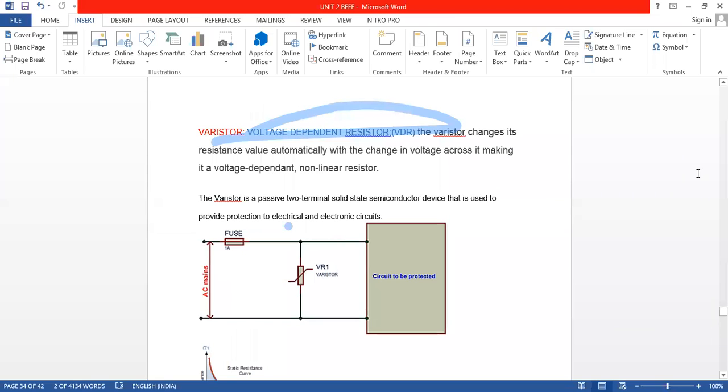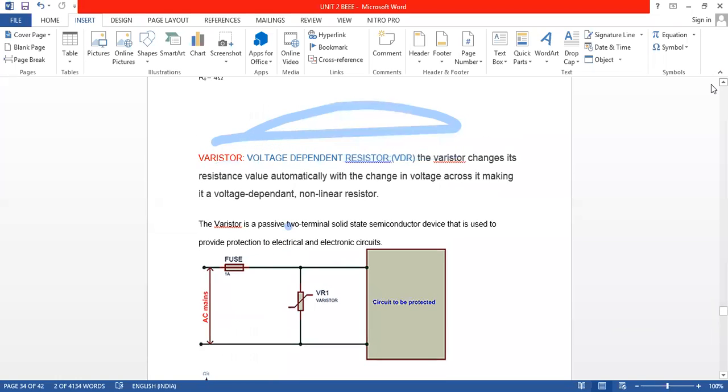VDR, voltage dependent resistor. It is used in... yesterday we have taken, VDR is used in all electronic devices or electronic circuits, smartphone. Yes, very good. One student answered, VDR is used in phone. VDR is used in television. What will VDR do, anyone tell me?